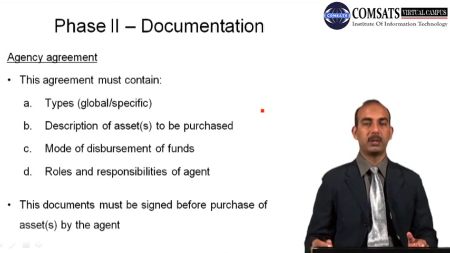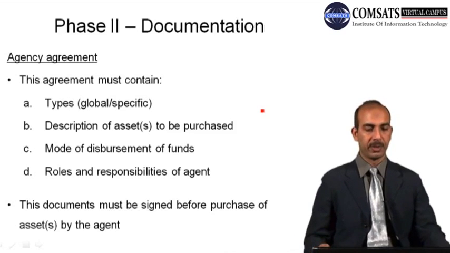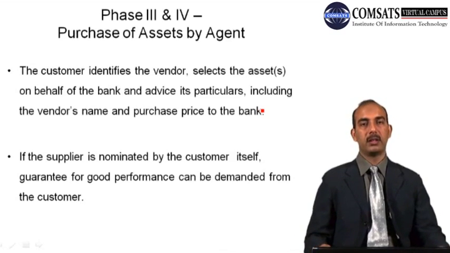And the roles and responsibilities of the agent must be clearly mentioned in the agreement. And this document must be signed by the parties, particularly by the agent, before the purchase of the asset. And the third and fourth stage, that is the purchase of asset by the agent. The customer identifies the vendor as an agent and selects the assets on behalf of the bank and advises its particulars, including the vendor's name and purchase price, to the bank.